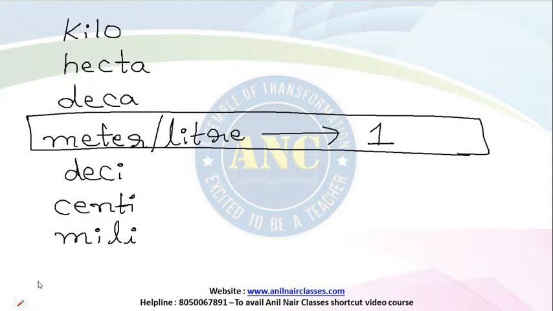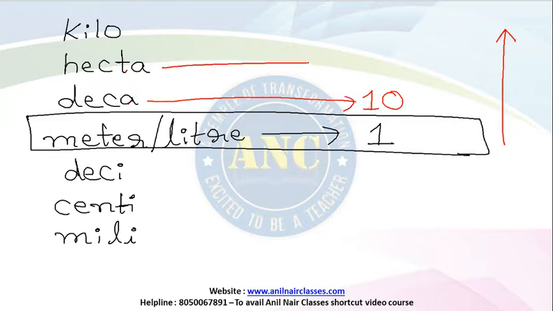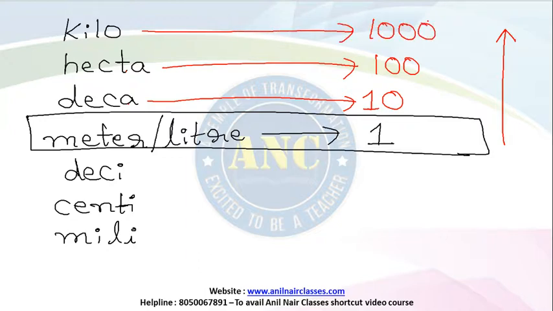I will consider it as 1 meter or 1 liter. Now if I want decameter, hectameter, or kilometer, I am moving upward. Moving upward means this 1 should become 10. So decameter is nothing but 10. Hectameter is nothing but put another 0, it is 100. Kilometer is nothing but put another 0, it is 1000. That is moving upward.